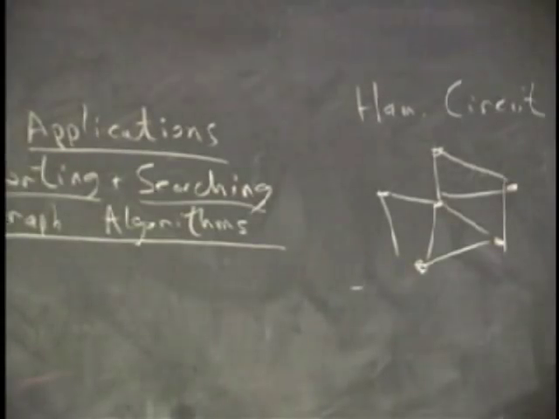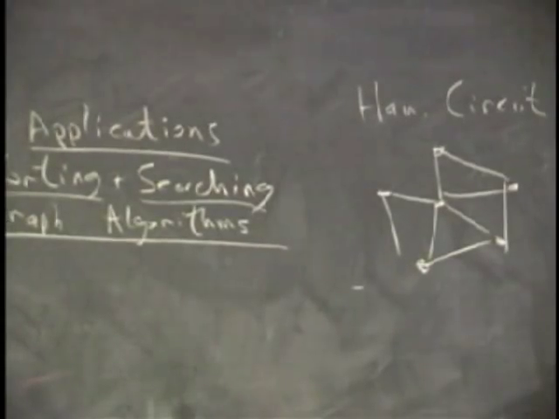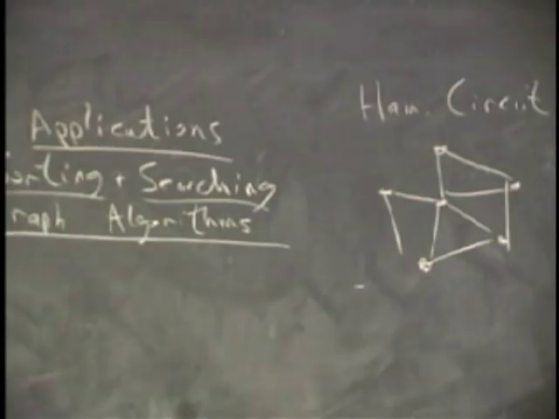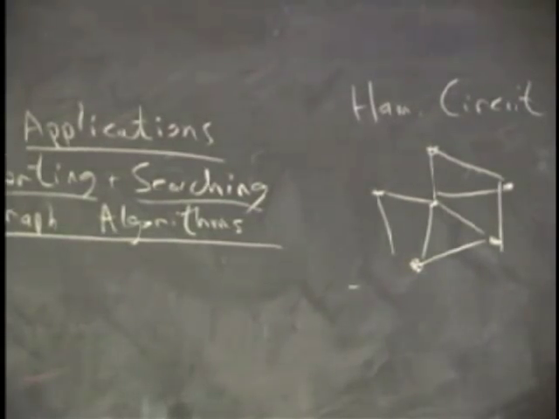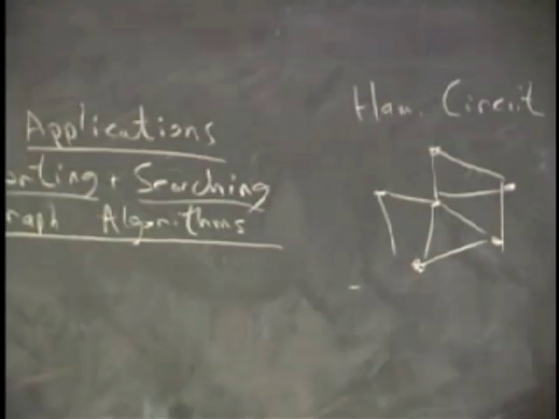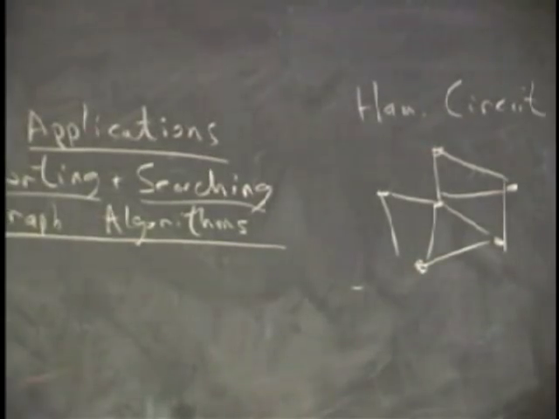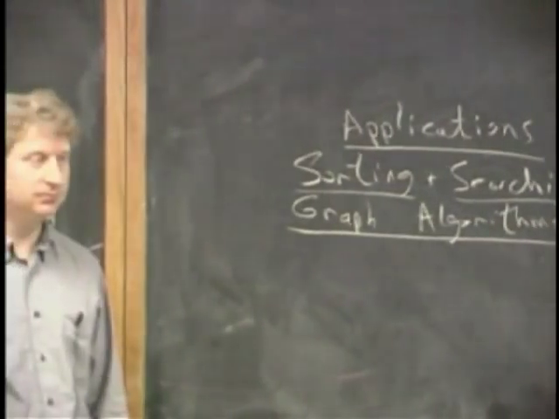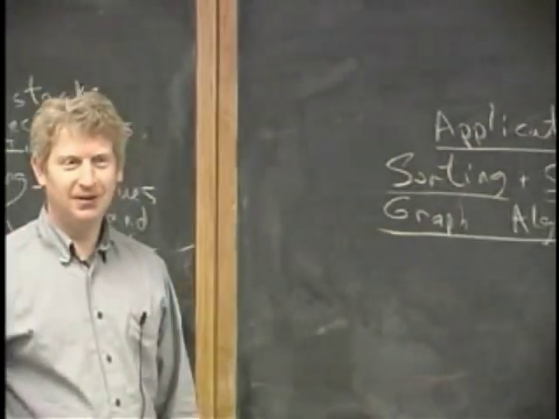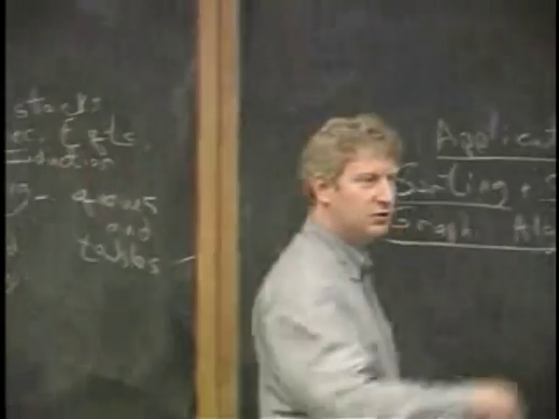What if you tried to solve this problem? What's the brute force method for solving this problem? Try each path. What represents a path? An ordering of the nodes, right? How many ways are there to order n nodes? N factorial.